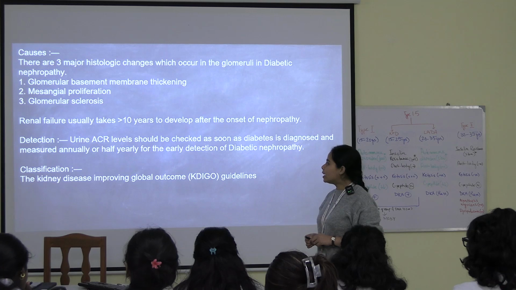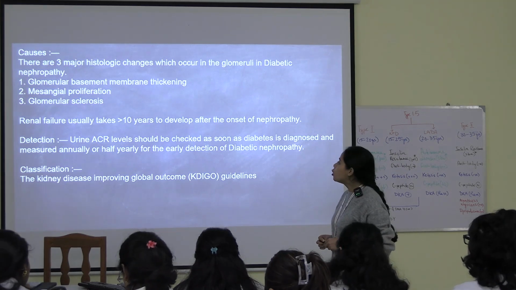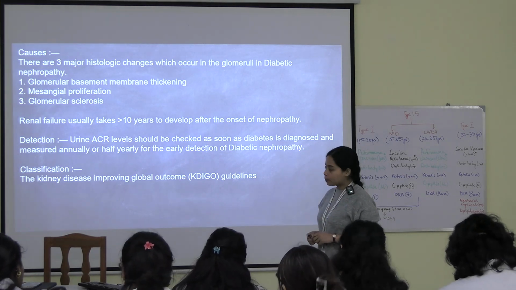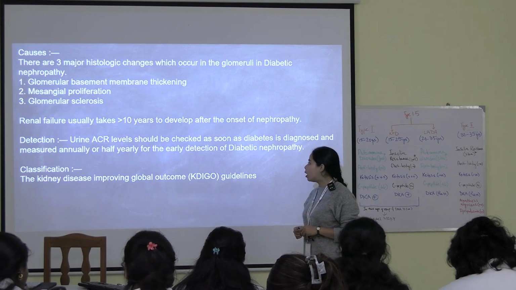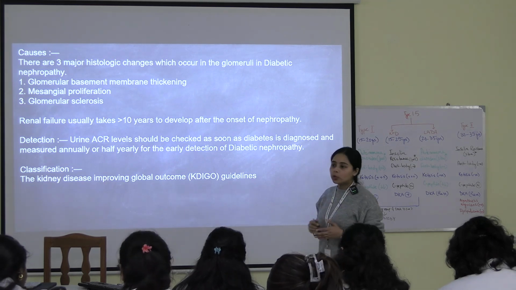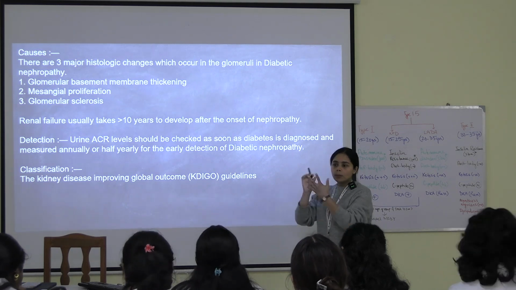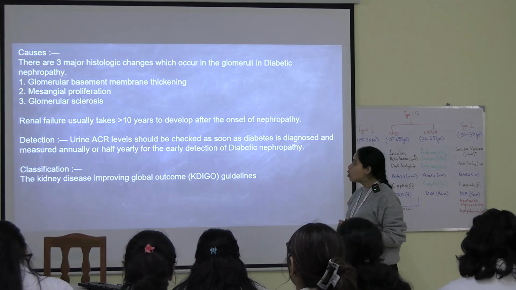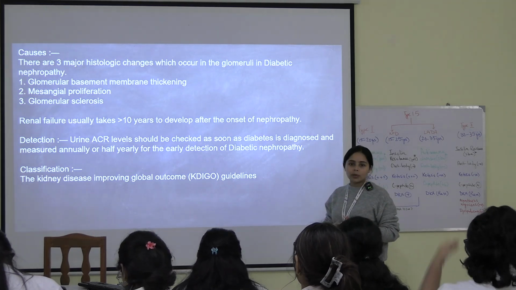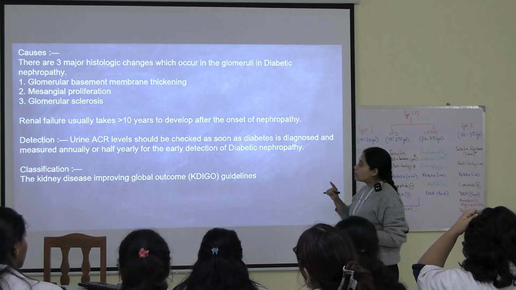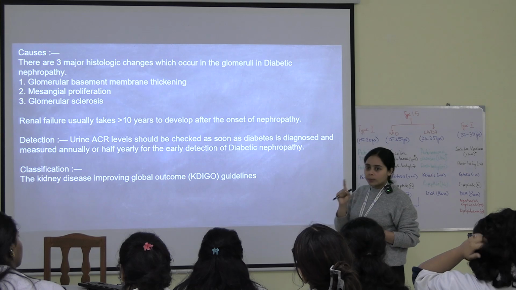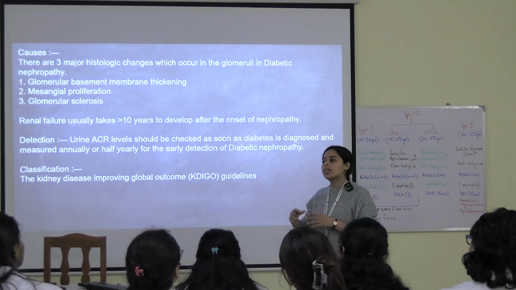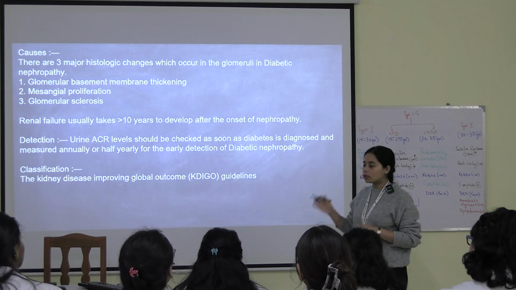Detection. Now urine ACR levels should be checked as soon as diabetes is diagnosed and measured annually or half yearly for the early detection of diabetic nephropathy. So urine ACR, as I have said, this big albumin chunk cannot pass, but small amount can pass. So we check it by urine ACR. It should be checked as soon as a patient is diagnosed with diabetes, and checked at least once or twice a year, to check whether diabetic nephropathy has started or not. To confirm that, we check the urine ACR.